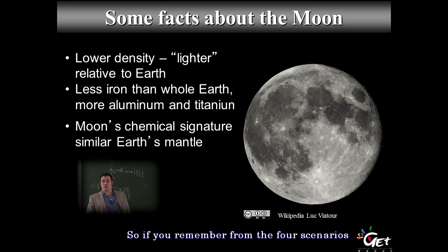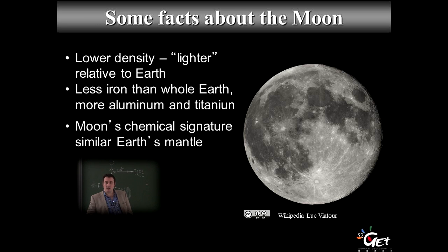If you remember the fourth scenario I mentioned at the start, the Moon being a body captured by the Earth, it is probably ruled out by this. There's no reason why the chemistry of the Moon would be exactly the same as the chemistry of Earth if it was just captured.